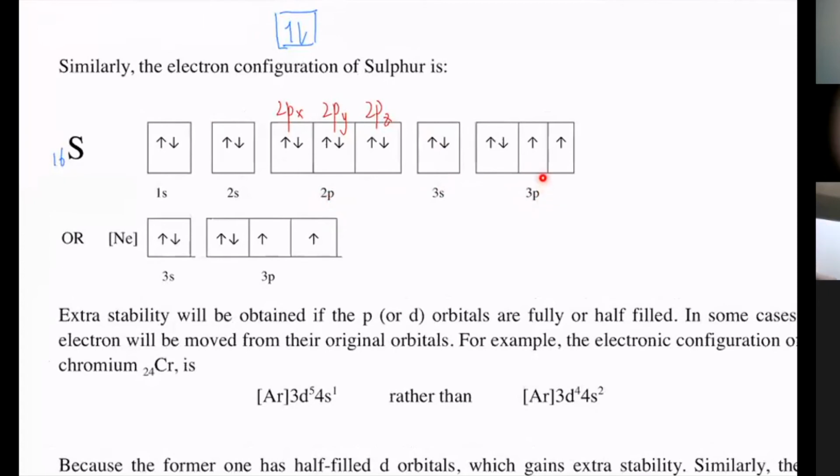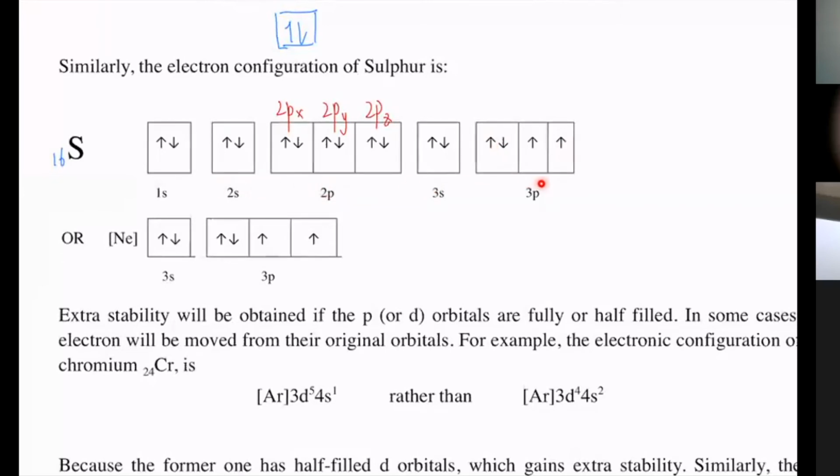Okay, so remember, according to Hund's rule, we try to separate them. So the first 3 should be put one in px, one in py, one in pz. And the 4th one, when we start to pair up, we have to put in the same orbital now, but make sure it has opposite spin to the original one. So that's one way of representing it.